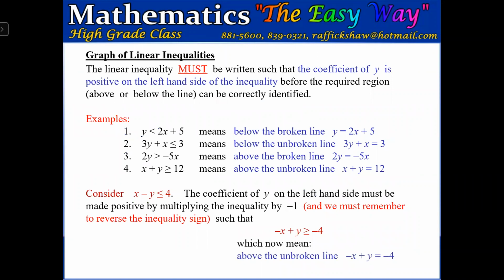And why they mean what they mean. Why the less than means below. And the equal is there, draw it unbroken. Draw it solid. When the equal is not there, draw it broken. Remember the unbroken. When the equal is not there, it means that you don't want the line. You don't want the region above the line or below the line.